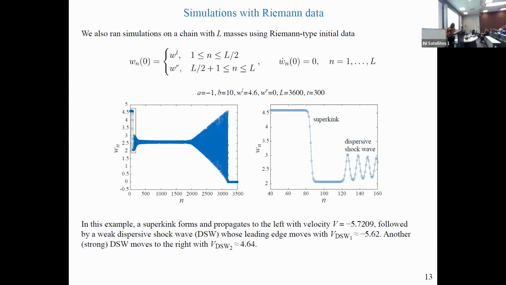It is followed by a weak dispersive shock wave. Here it is. Both of these things propagate to the left. And to the right, you see another quite strong dispersive shock wave which propagates. So here I just wrote some velocities. You can see that the super kink moves with velocity approximately 572. It's followed by a dispersive shock wave with velocity minus 572, and the other dispersive shock wave moves to the right of this whole thing.